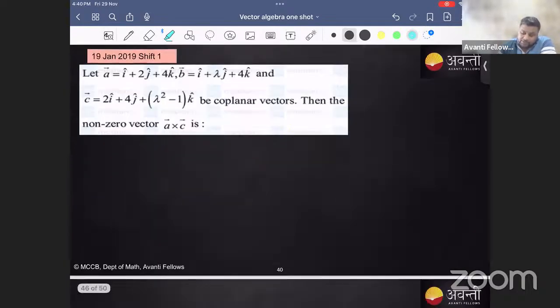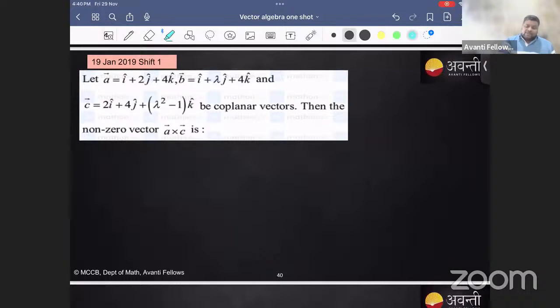Got it? Now, try this one. Vector A, vector B and vector C are coplanar vectors. Then the non-zero vector A cross B is what?